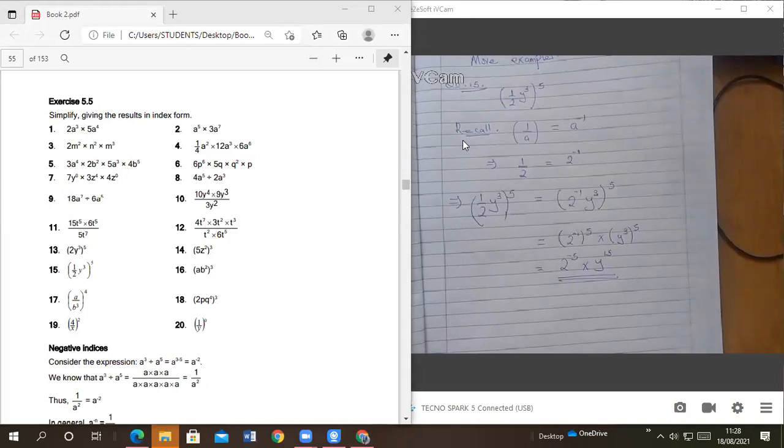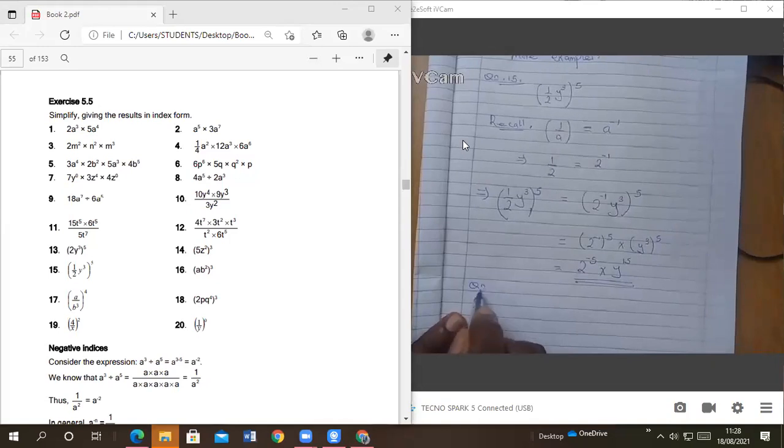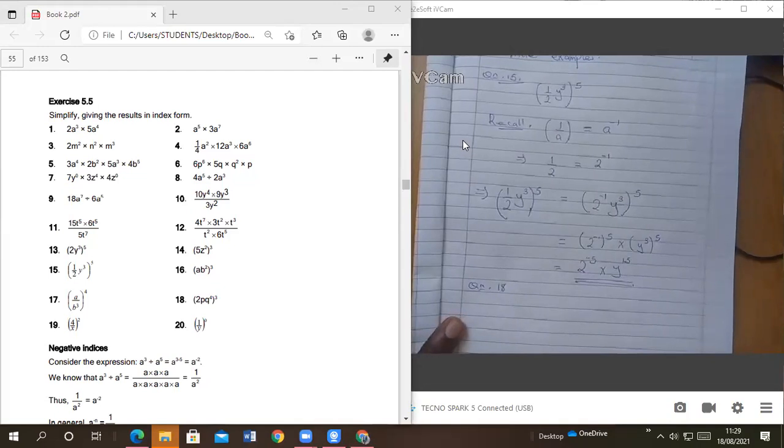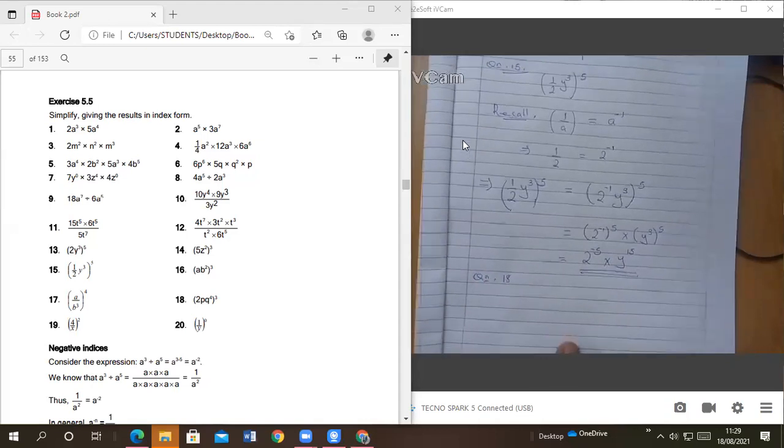Which question? 18. Someone is saying question 18. Someone is saying question 12. Okay, let's first do question 18 and then we look at question 12. After that, any question from there, you must be in a position to do them.